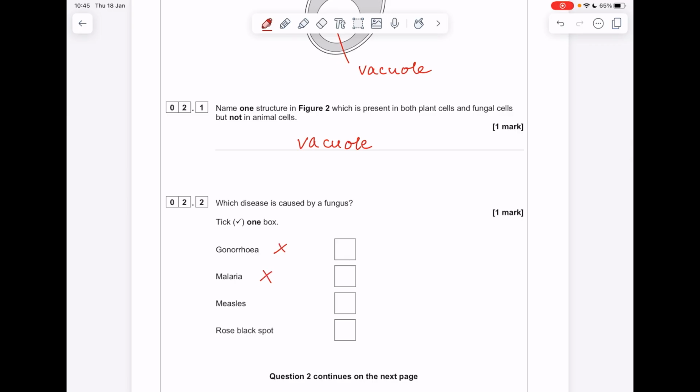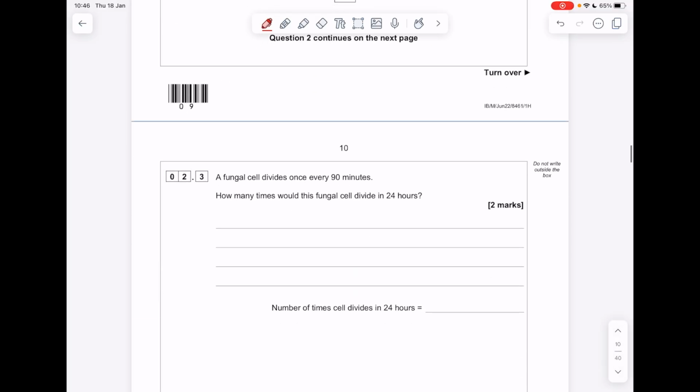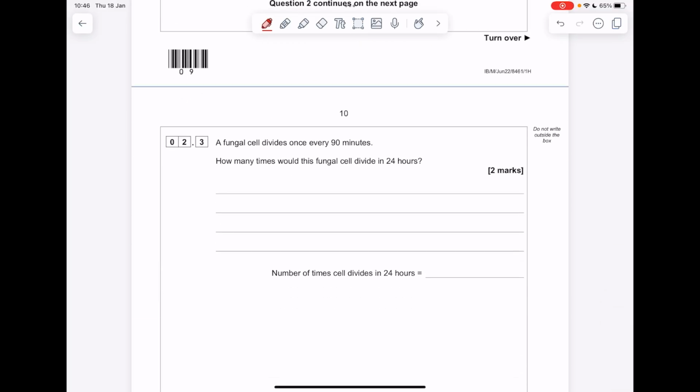Malaria is caused by a protoctist. Measles is a virus. It is rose black spot. A fungal cell divides once every 90 minutes. How many times would this fungal cell divide in 24 hours?